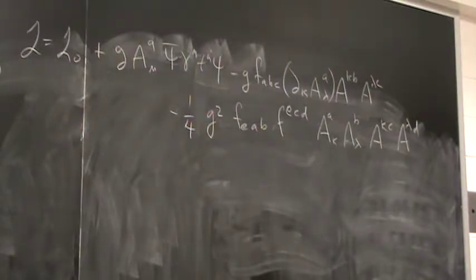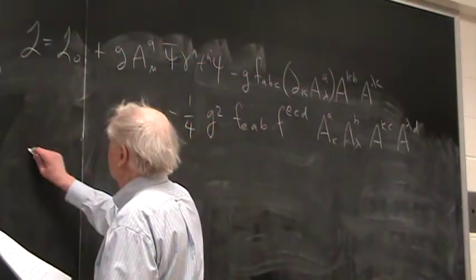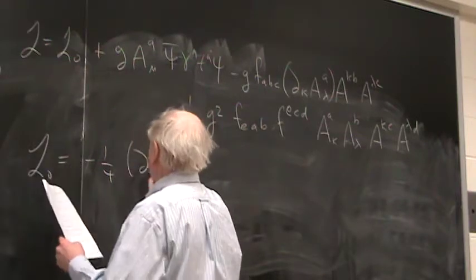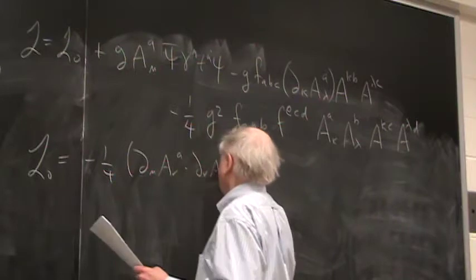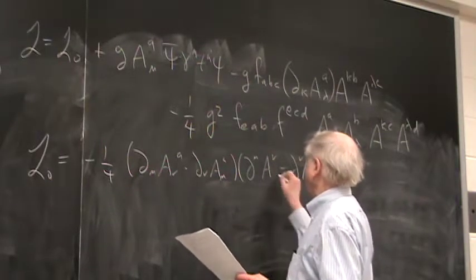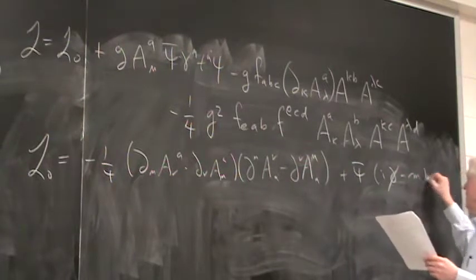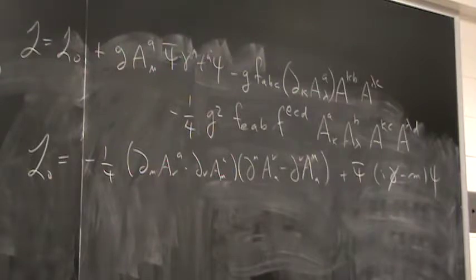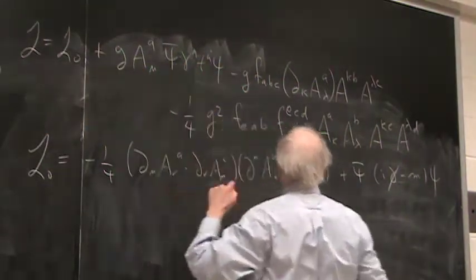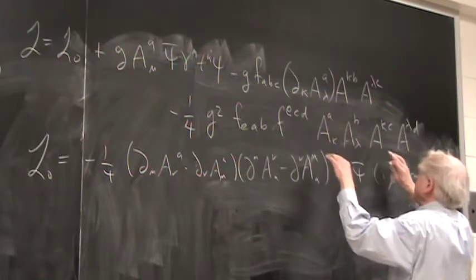So what's L zero in here? It's L with G equal to zero, and that actually is the next equation here. So L0 is minus a quarter d mu A nu A minus d nu A mu A, times the same thing with the indices. That's that part, and then the Fermi part of it is psi bar i d slash minus m psi. That's L0. And so what we have is three new vertices. One coming from psi bar psi A, and then a triple vertex, three gauge fields, A A derivative of A, and then four gauge fields.